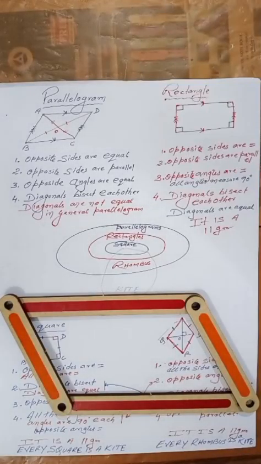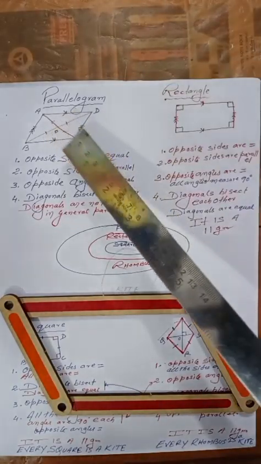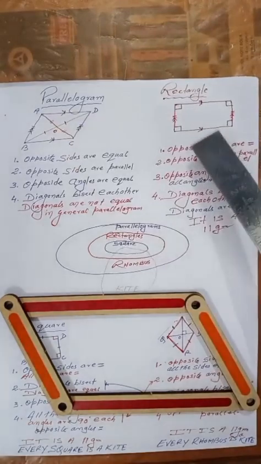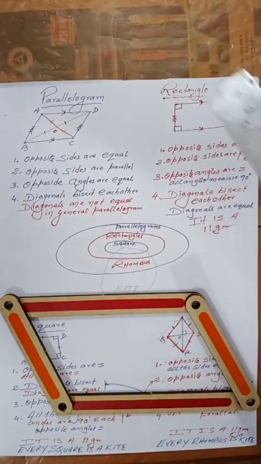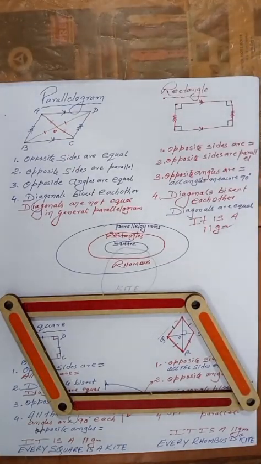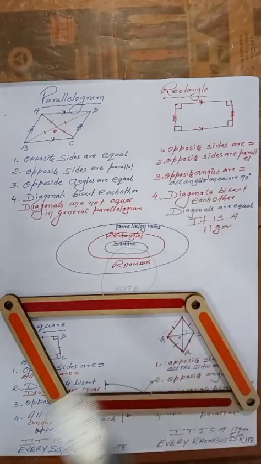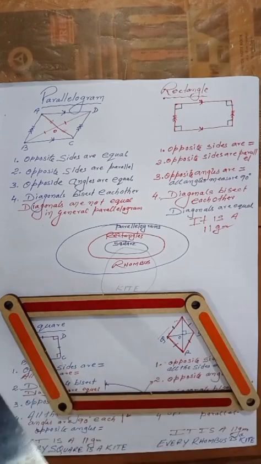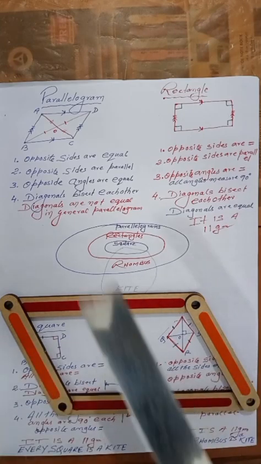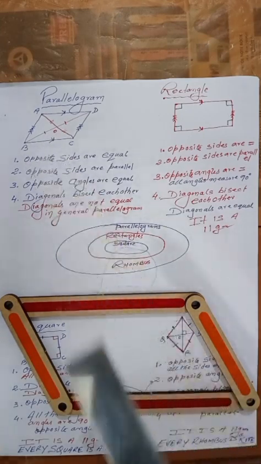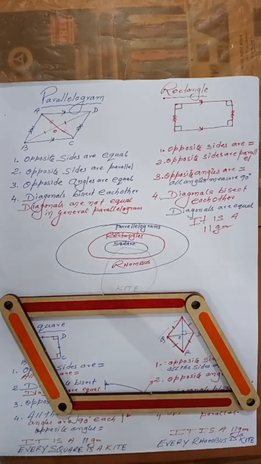So students, today we will see the parallelogram and rectangle. It is given in the class 8 book, but it is very important for all the classes. Now let's have a look. I have made a parallelogram. You can see here, and we'll see each and every property of a parallelogram. Then also see from here that the parallelogram will make a rectangle.